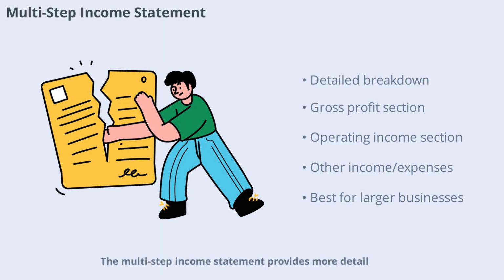A multi-step income statement provides more detail by breaking down revenues and expenses into sections. It starts with revenues, subtracts cost of goods sold to find gross profit, then lists operating expenses to calculate operating income. Finally, it includes other income and expenses to arrive at net income. This format is useful for larger businesses or those needing more detailed financial analysis.